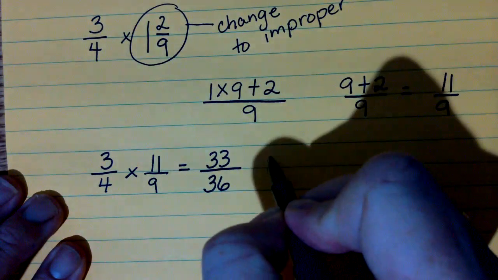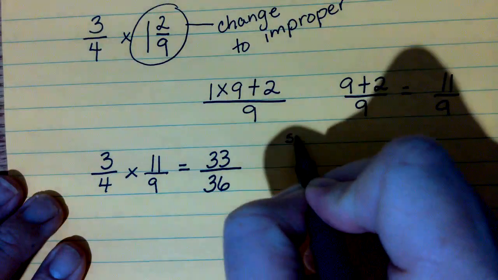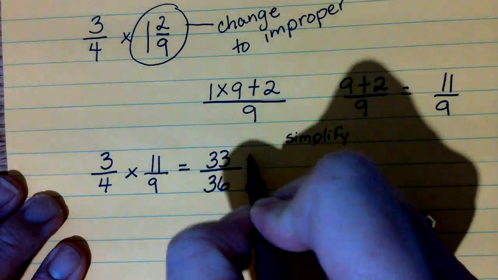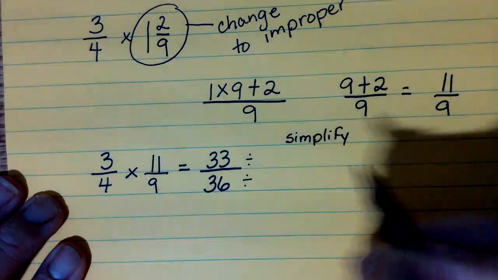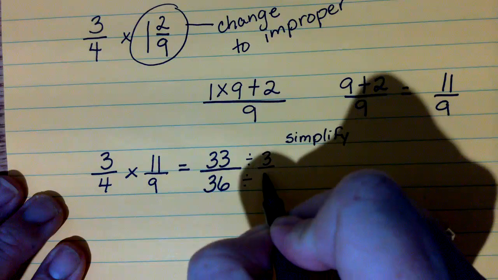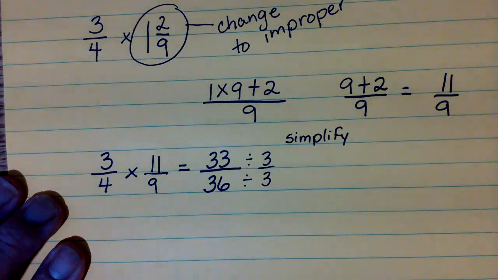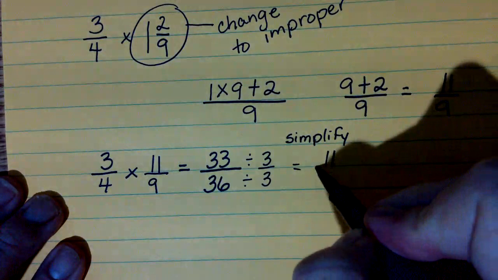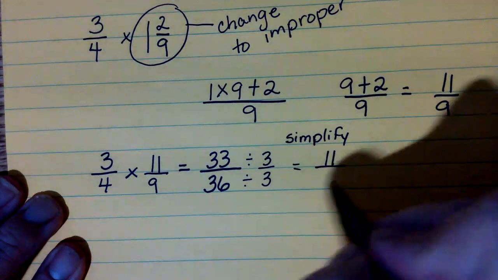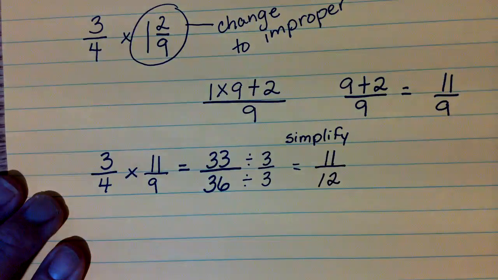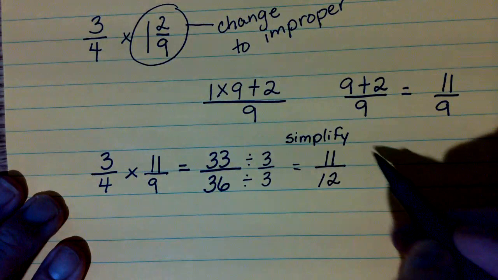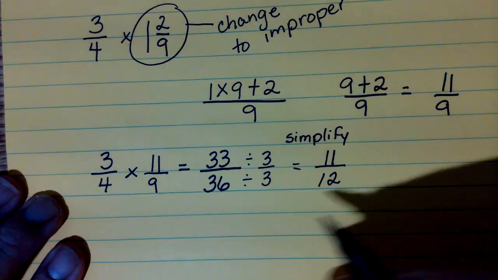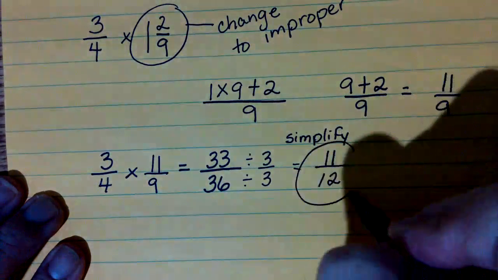So to simplify, I'm going to divide 33 and 36 both by 3 because whatever I do to the top, I have to do to the bottom. 33 divided by 3 equals 11, and 36 divided by 3 equals 12. Remember, when I have two numbers that are consecutive, they come one right after the other. I can't simplify anymore, so my answer is 11/12.